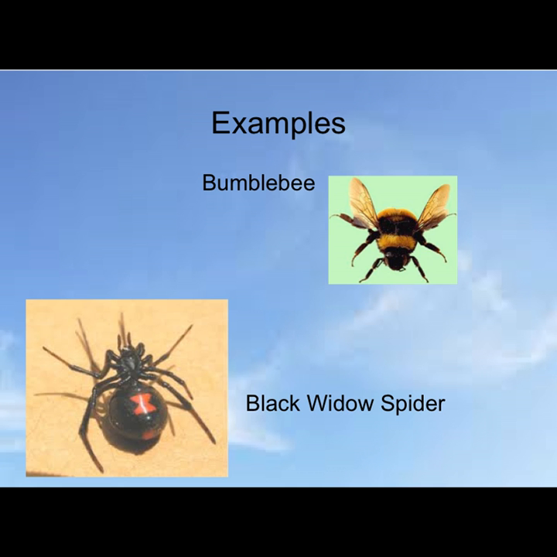A bumblebee is an example of an insect, and also a black widow spider is actually in the arachnid category, which is a category all its own, but it fits under the insect category for animals.